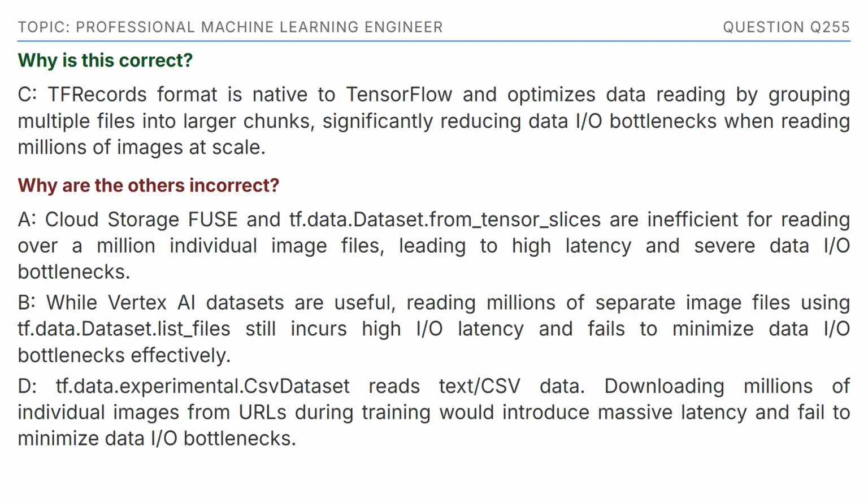Why are the others incorrect? A. Cloud Storage FUSE and tf.data.Dataset.from_tensor_slices are inefficient for reading over a million individual image files, leading to high latency and severe data I/O bottlenecks. B. While Vertex AI datasets are useful, reading millions of separate image files using tf.data.Dataset.list_files still incurs high I/O latency and fails to minimize data I/O bottlenecks effectively. D. tf.data.experimental.CsvDataset reads text/CSV data. Downloading millions of individual images from URLs during training would introduce massive latency and fail to minimize data I/O bottlenecks.